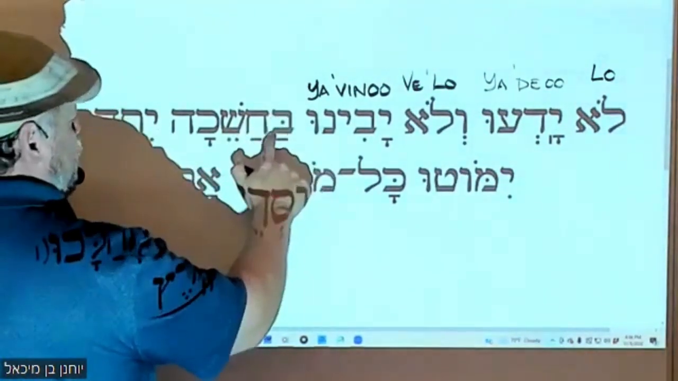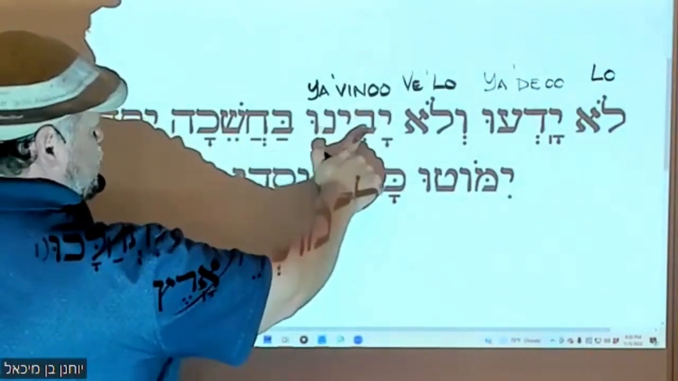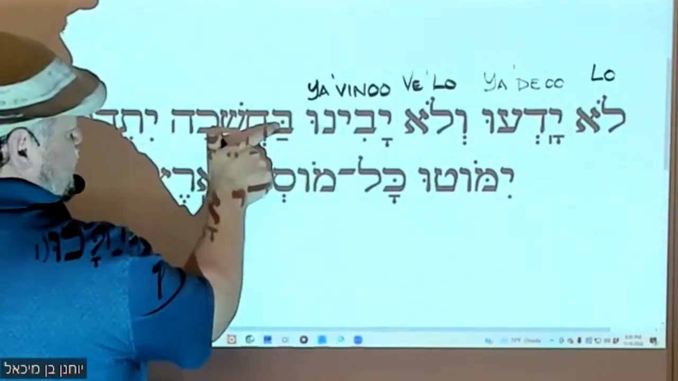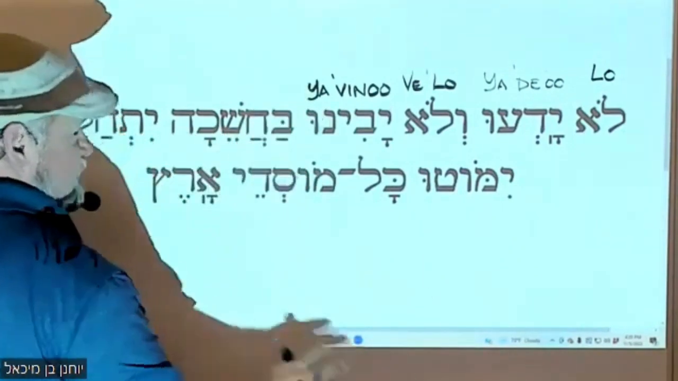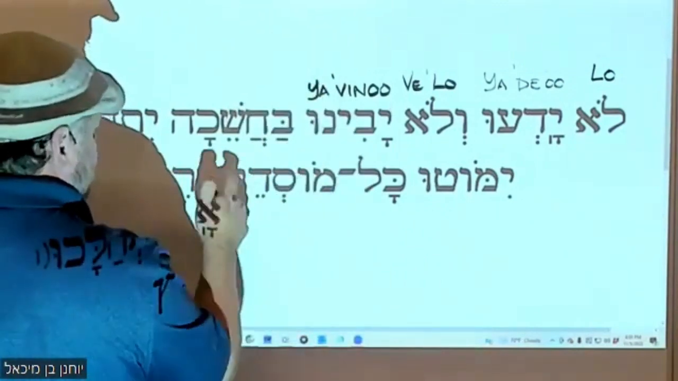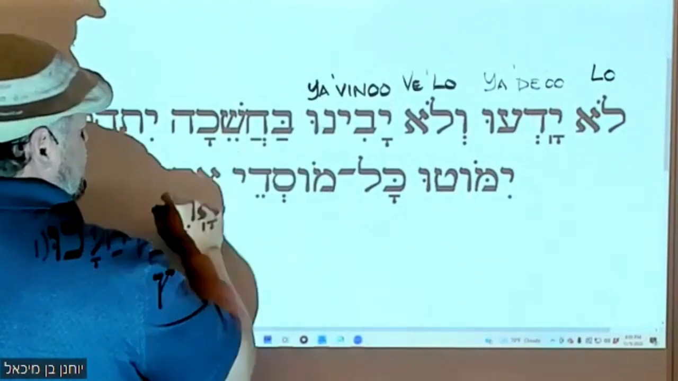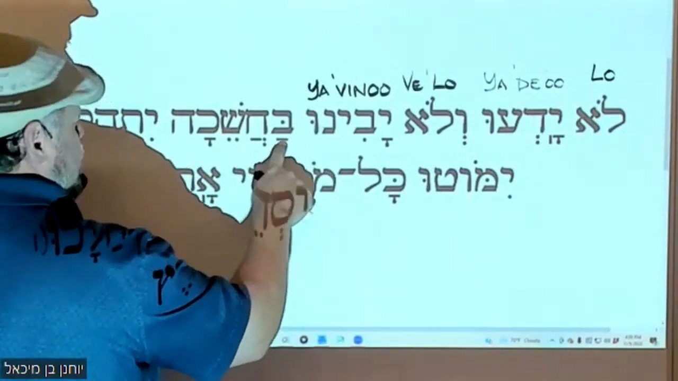So we have the letter bait, right? This one sounds like a V because there's no dot inside. But this one sounds like a B because there is a dot inside. That dot is called a dagesh. That's covered in that paper as well. Okay, so this is the letter bait. It makes a B sound. So it's a bait, and then we have patak, which is short duration A. So ba.